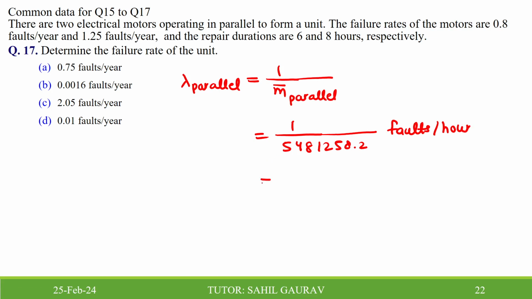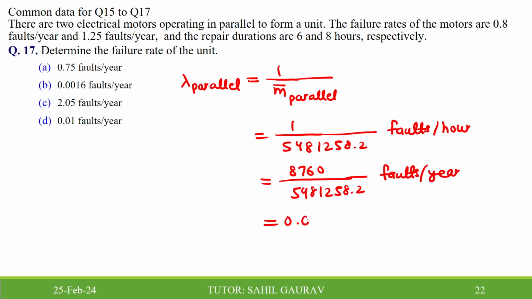Faults per hour. So here they are asking in faults per year. So multiply with 8760 and then it will give you 0.001598. So approximately equal to 0.0016 faults per year. So B is the correct answer.